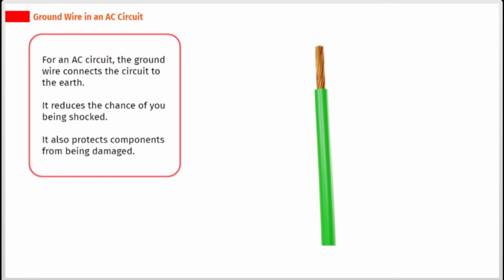For an AC circuit, the ground wire connects the circuit to the earth. It reduces the chance of you being shocked. It also protects components from being damaged.